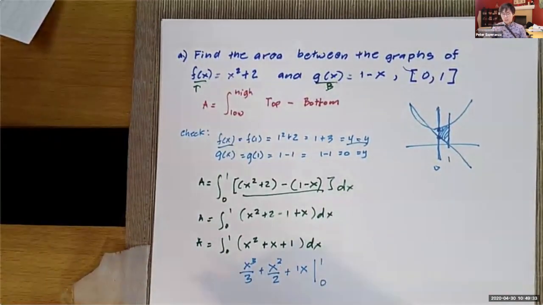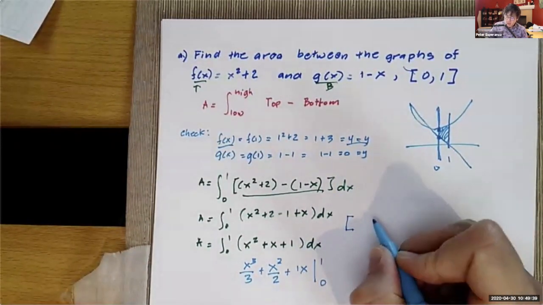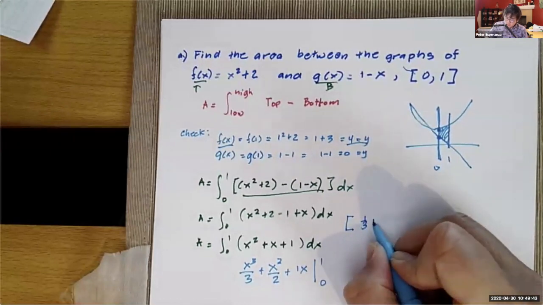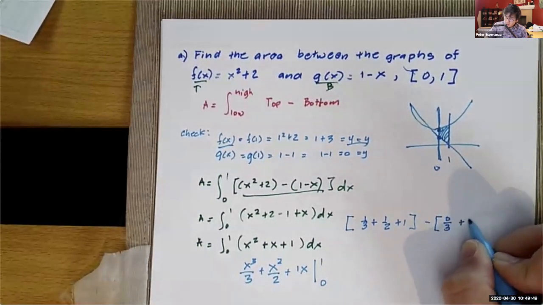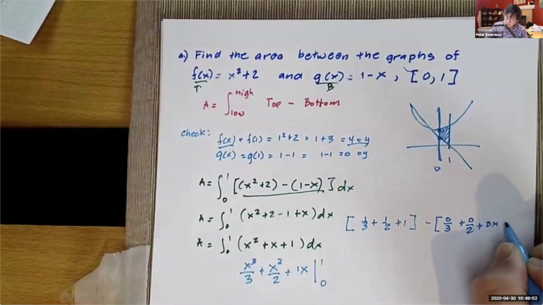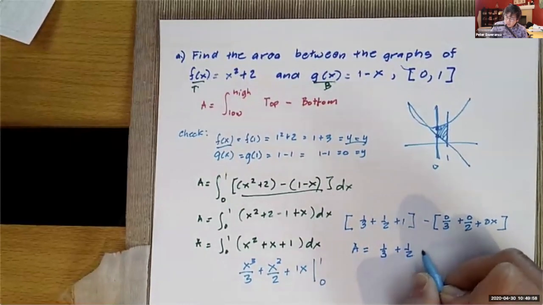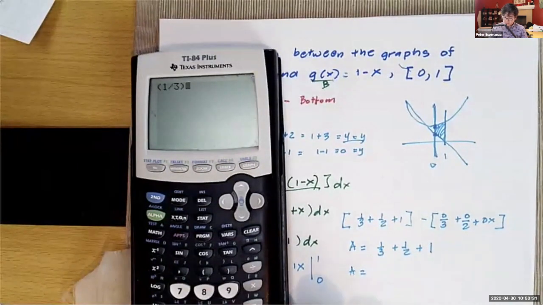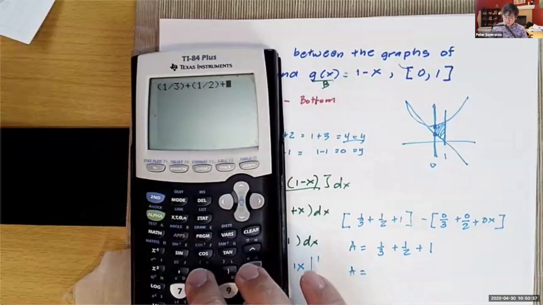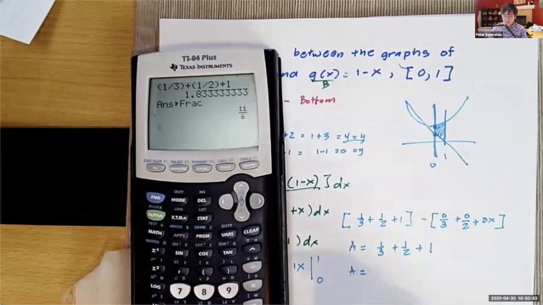So now that we have our integral functions, we're going to evaluate it from 0 to 1. So we'll have the upper minus lower. So 1/3 plus 1/2 plus 1 minus 0 over 3 plus 0 over 2 plus 0 times x. So we know this is going to turn to 0. So area is equal to 1/3 plus 1/2 plus 1. I'll just use the calculator then. 1 divided by 3 plus 1 divided by 2 plus 1. Math, fraction, let's see if it's going to give us a fraction. 11/6.